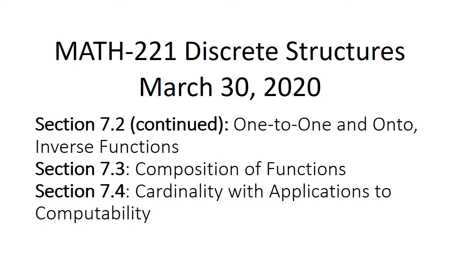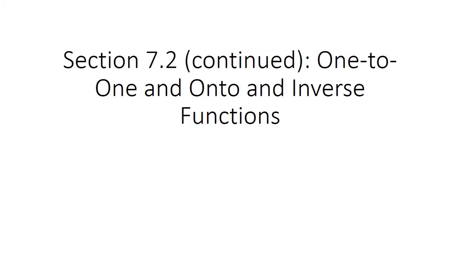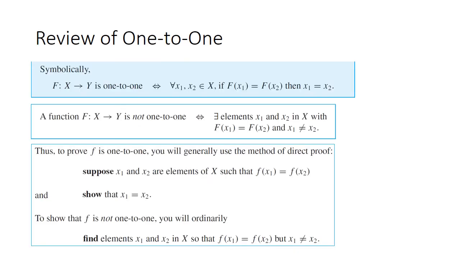So today we're going to finish up with section 7.2 and then we will cover section 7.3 and 7.4. Okay, so let's continue section 7.2, which was on one-to-one and onto and inverse functions. So last time I started showing you how to do the proofs of one-to-one and onto, and I'm going to do some more examples of that this time and finish that up, and that is what your quiz will be on, so it's important to understand this.